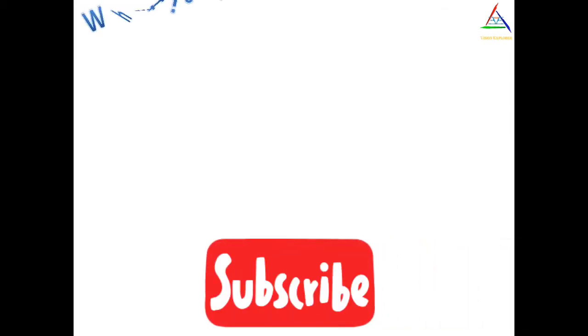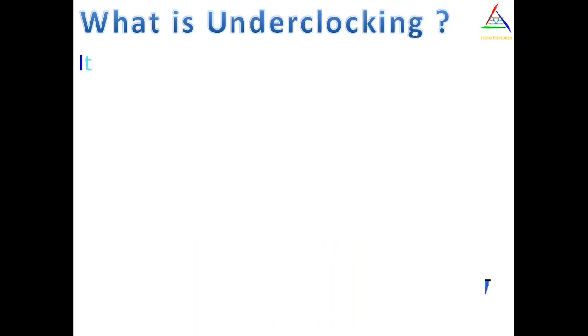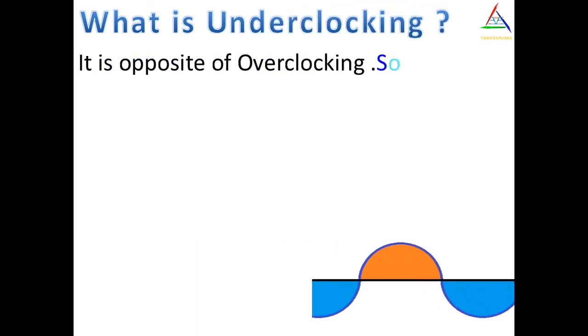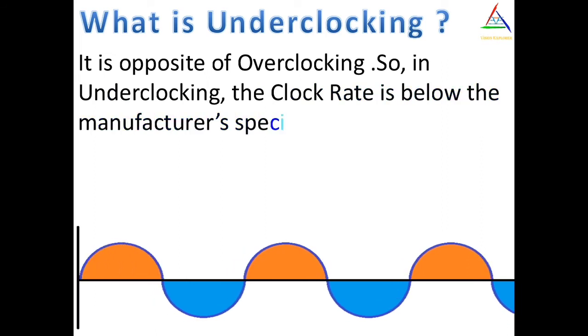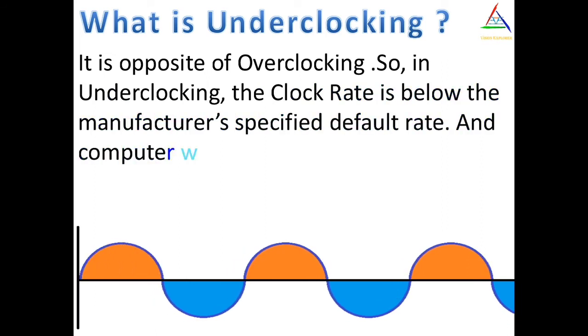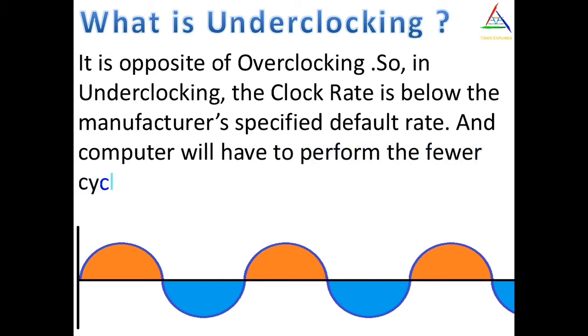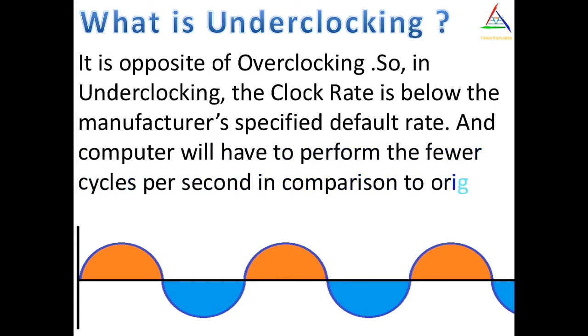Now, coming to the term underclocking. Underclocking is contrary to overclocking, which we discussed earlier. In this case, a computer will have a clock rate below the manufacturer's specified default rate, and the computer will have to perform fewer cycles per second in comparison to the original one.